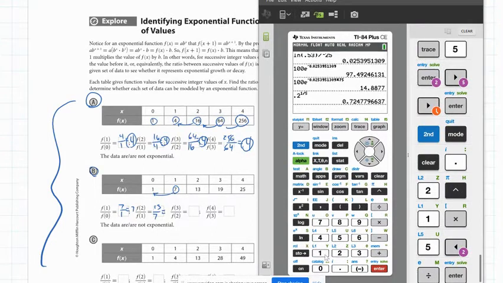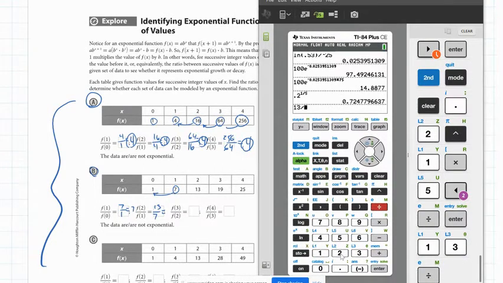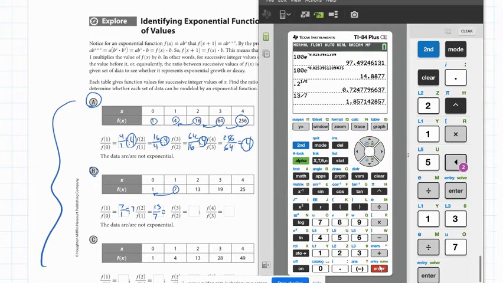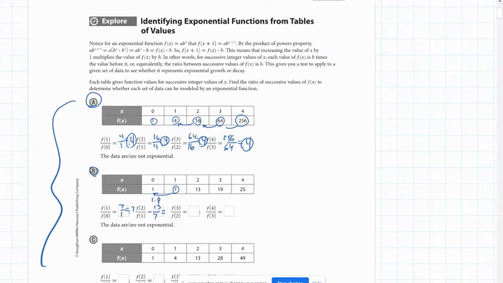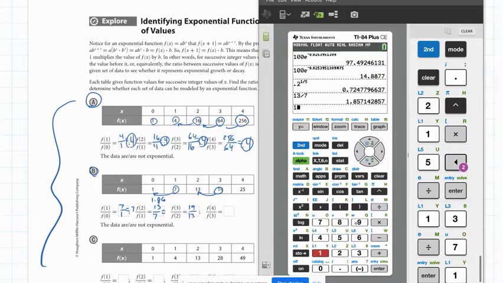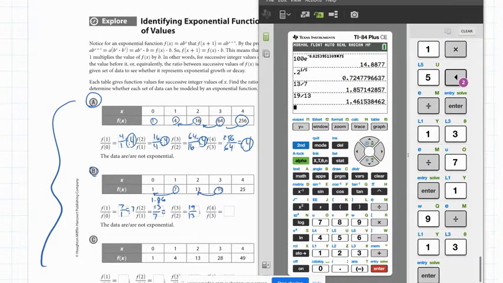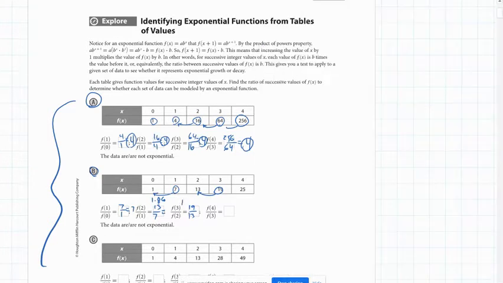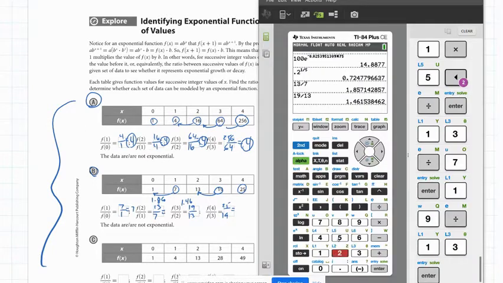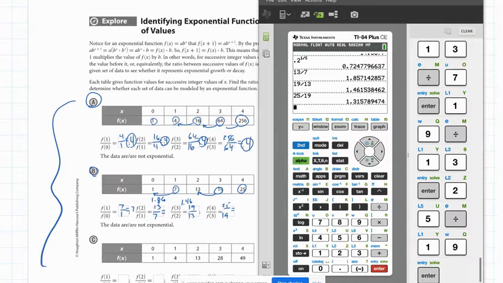So 13 divided by 7 is about 1.86. I'll write it up on top, 1.86. And then f of 3 divided by f of 2, that would be 19 divided by 13. 19 divided by 13 is about 1.46. And then f of 4 divided by f of 3, that's 25 divided by 19. And that is about 1.32.